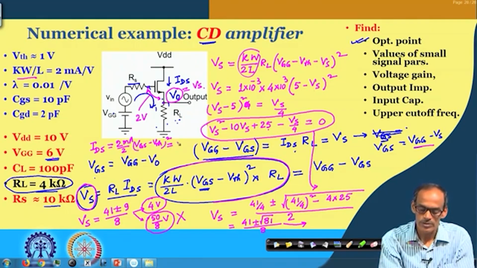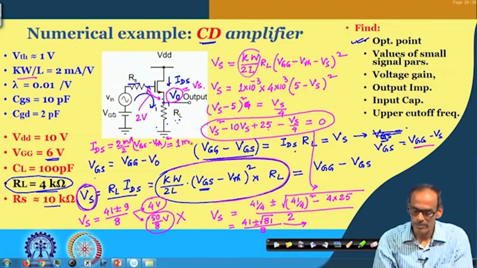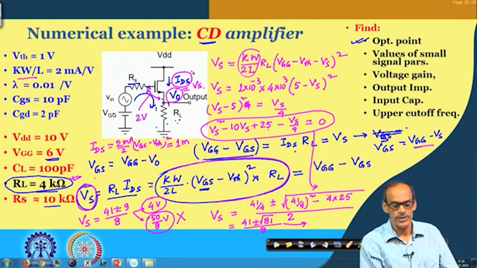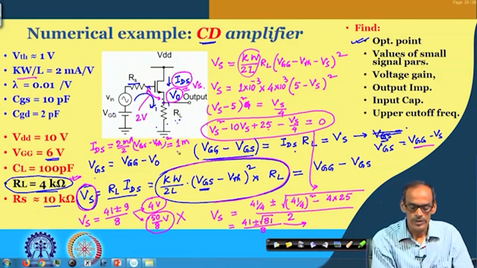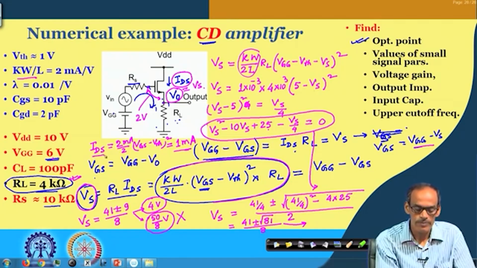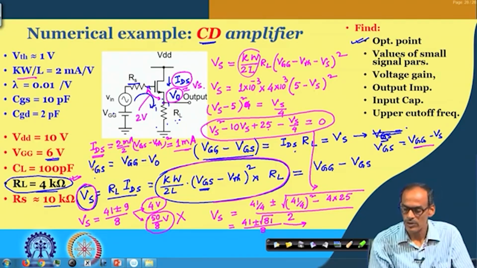So, that gives us 1 milliampere. Again we are making this RL equal to 4 K, so that the current flow IDS is consistent with the previous example, right. So, let us consider that much current, and it is consistent with the previous case. And once you obtain the value of this IDS, then you can find the corresponding value of the small signal parameters.